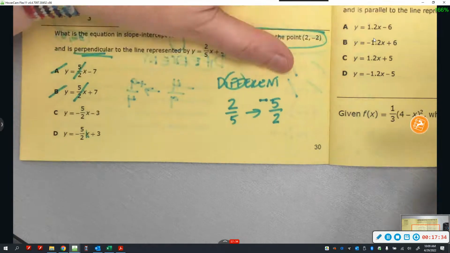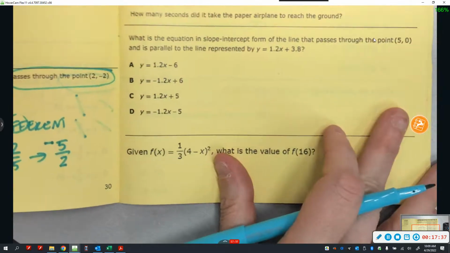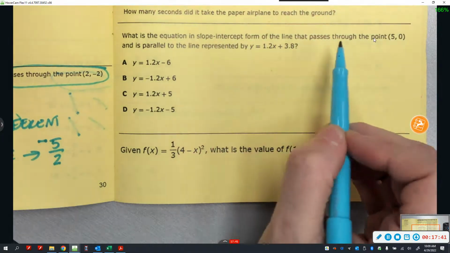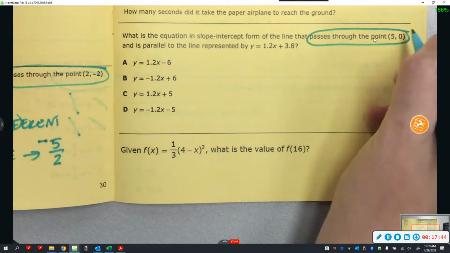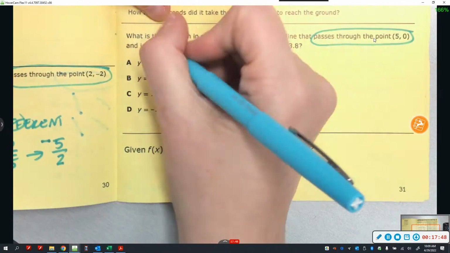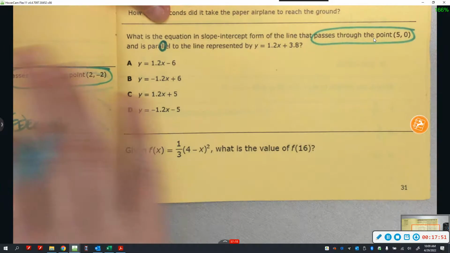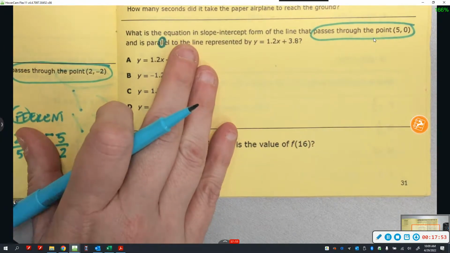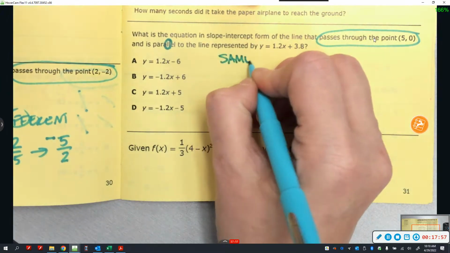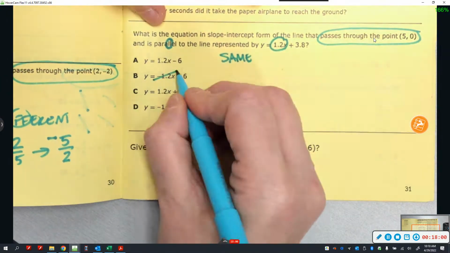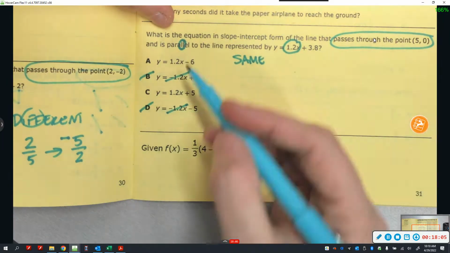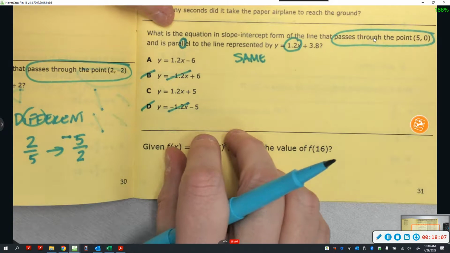Now, lest you think it's always that convoluted, let's look at this one. This one says, what's the equation in slope-intercept form of the line that passes through the point 5, 0? Again, that's important. And is parallel to the line represented by 1.2x plus 3.8. Well, those two lines are going to the same place. I have the same slope. So the 1.2 should still be 1.2. I've still eliminated two answers, and then all I've got to do is put the other two in and find out which one goes to the point 5, 0.